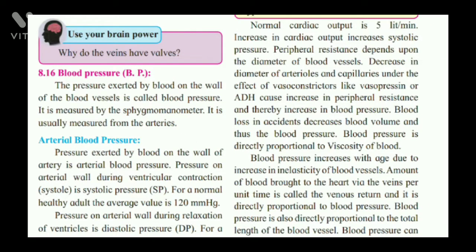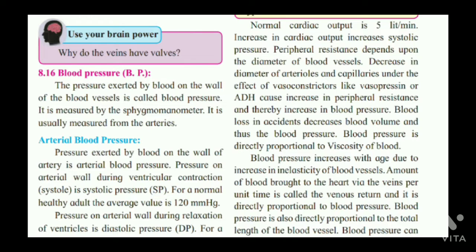Let's start blood pressure. The pressure exerted by blood on the walls of the blood vessel is called blood pressure. It is measured by sphygmomanometer. It is usually measured from the arteries. Arterial blood pressure: pressure exerted by blood on the walls of artery is arterial blood pressure. Pressure on arterial wall during ventricular contraction is systolic pressure. For a normal healthy adult, the average value is 120 mm of Hg.